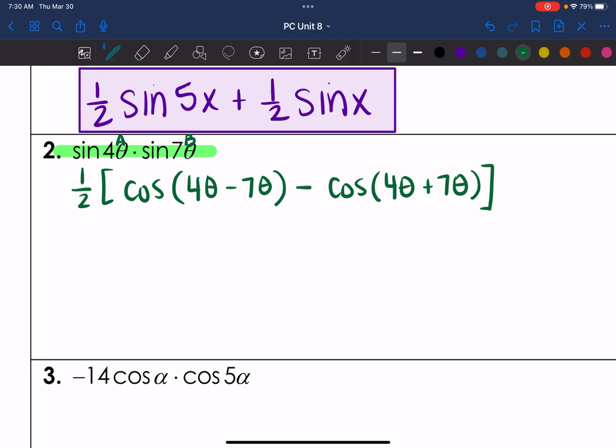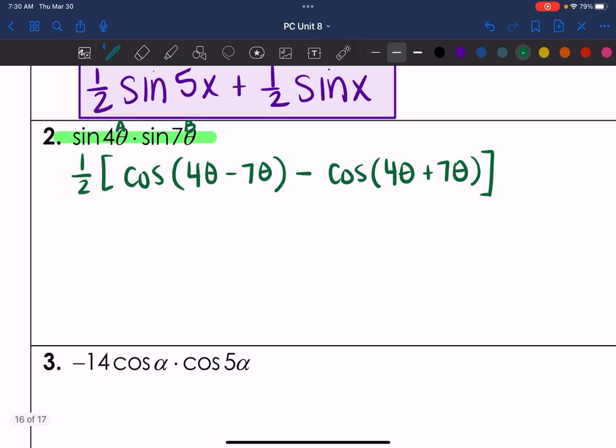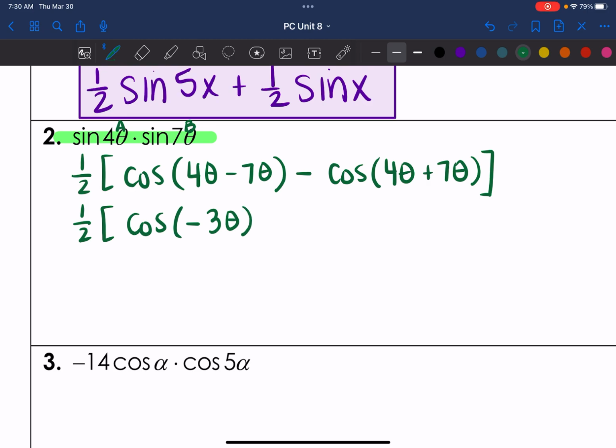So this is like number 1, where all you have to do is really go through and simplify everything that you can. So I'm leaving that 1/2. But this first term, 4 theta minus 7 theta, gives us a negative angle. That's negative 3 theta, minus cosine. Then over here, 4 plus 7 would give us 11 theta.